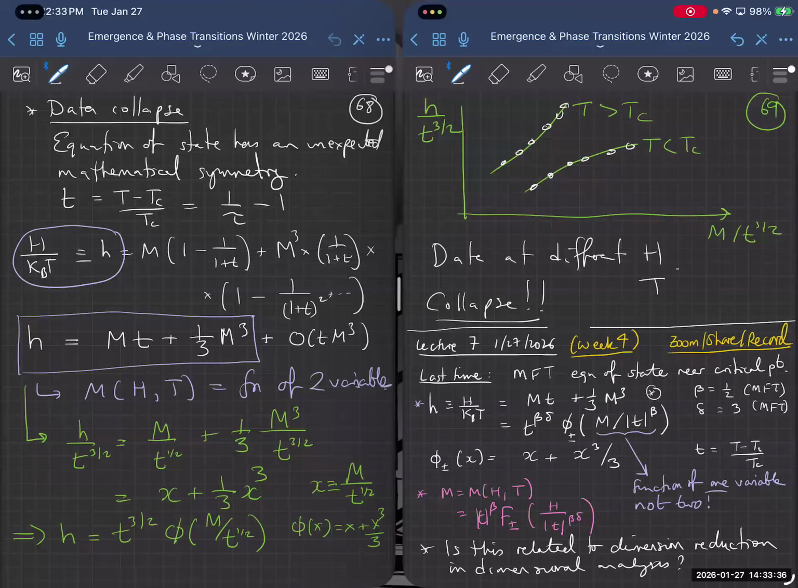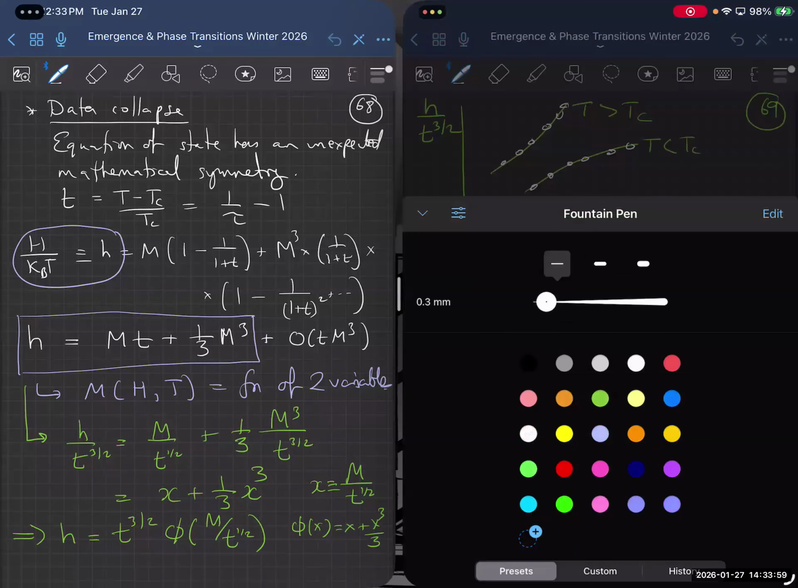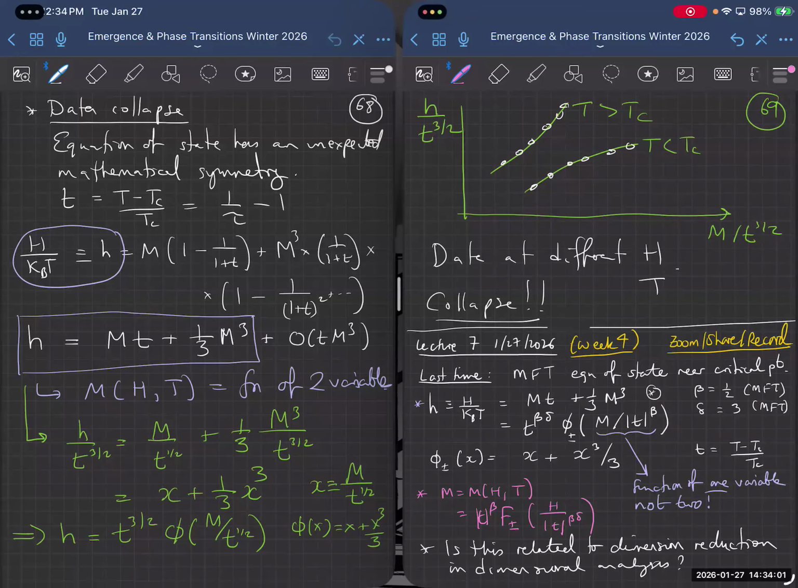So the implication of this is this: if instead of making h be a function of m, I make m be a function of h, then m is a function of h and temperature, a function of two variables. But what we've derived is that actually it's a function of just one variable, and that one variable is the composite variable which I've drawn over here. That's this variable h over t to the beta delta.